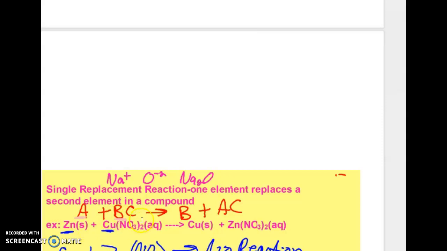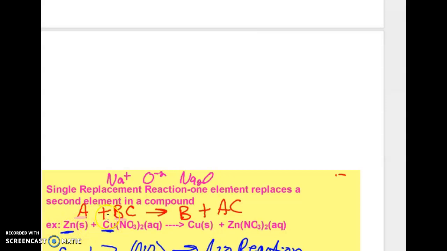One analogy I always think of is this: a couple is going on a date, and they bring their single friend along, but look what happens. At some point, the single friend steals the date, and the other person is bumped out on their single little self. So it's a single replacement reaction. So zinc is a metal. It can only replace the other metal.